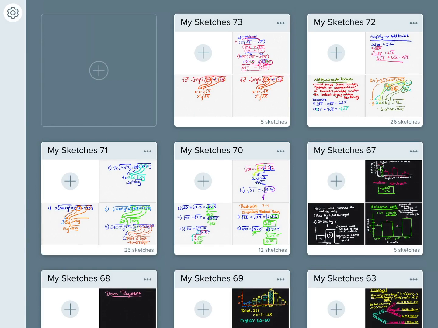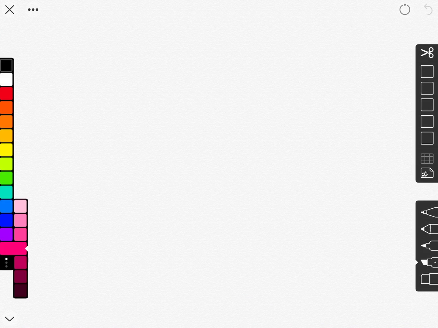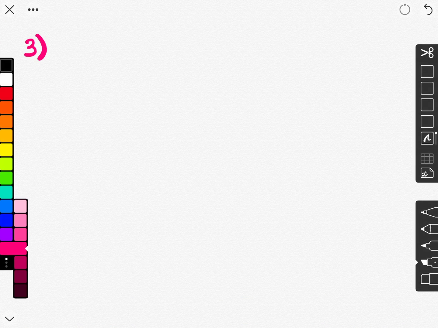Let's do another one. Number 3, as an example. 2 root 3 times 4 root 12 plus 5 root 6.